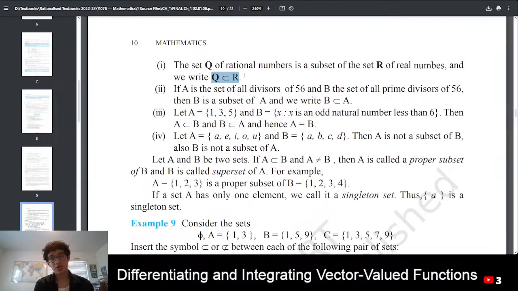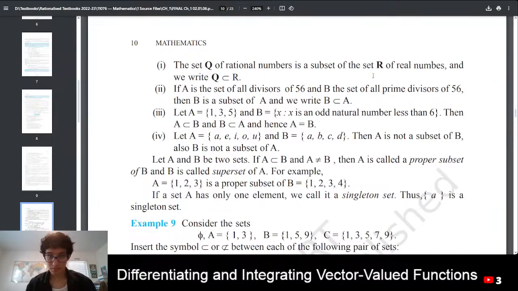If A is the set of all divisors of 56 and B is the set of all prime divisors, obviously B will be a subset of A. Or, for natural numbers less than 6, the sets are equal. If A is {a, e, i, o, u} and B is {a, b, c, d}, then neither of them is a subset of the other. Let A and B be two sets.